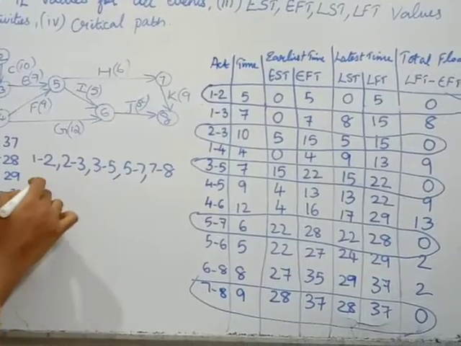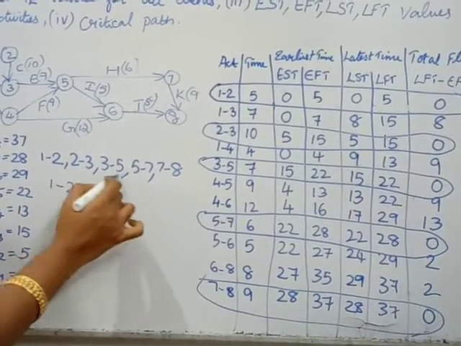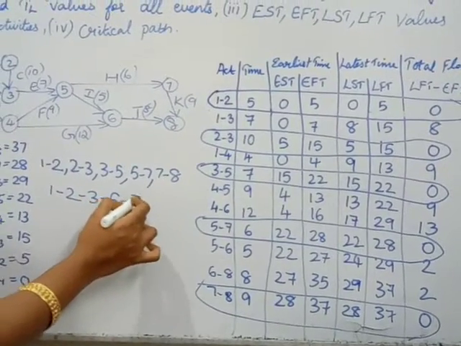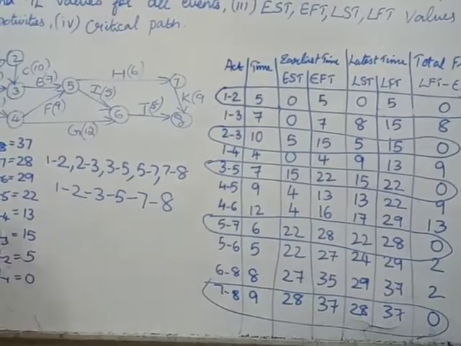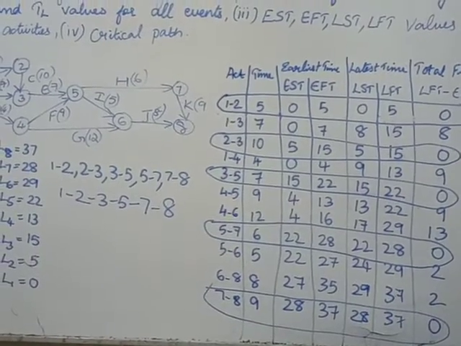Check the path chain: 1 to 2, 2 to 3, 3 to 5, 5 to 7, 7 to 8. So 1 2 3 5 7 8 is the critical path. And next what you have to find?